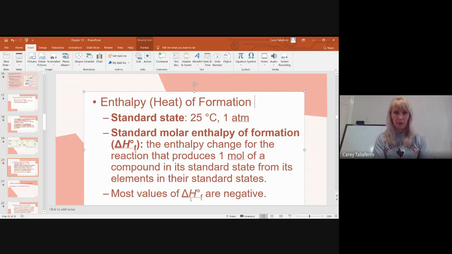So here we go. When we talk about the standard molar enthalpy of formation, what that means is the enthalpy change, so delta H, the enthalpy change for the reaction that produces 1 mole of a compound in its standard state from its elements in their standard states. Most values of delta H of formation are negative. What does that mean? It means they're exothermic. So that means when they are made, energy is given off.